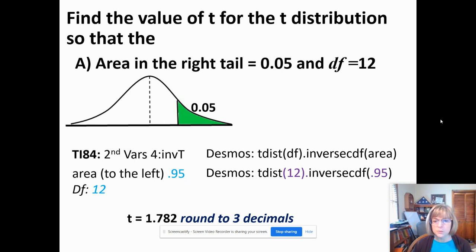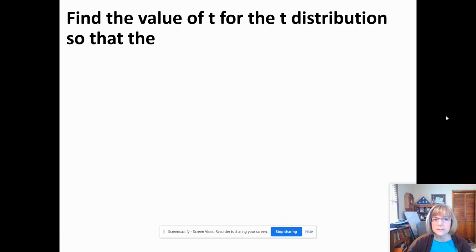T-values should be rounded to 3 decimals. Z-scores 2 decimals, but t-values we want to round to 3 decimals to kind of make up for t being a little less precise than z.